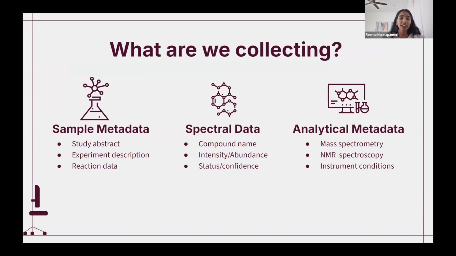For sample level metadata, we're primarily concerned with what reactants were used, how they were prepared, and the experimental conditions they were under. In terms of spectral metadata, we are concerned with what's the compound that was actually discovered, was it validated against a standard spectrum, and then also the intensity or the abundance of that compound within the reaction. The spectral data that we are mainly looking for comes from analytical techniques such as mass spectrometry or nuclear magnetic resonance spectroscopy. For both of these techniques, it's important to understand what conditions the compounds were analyzed in.